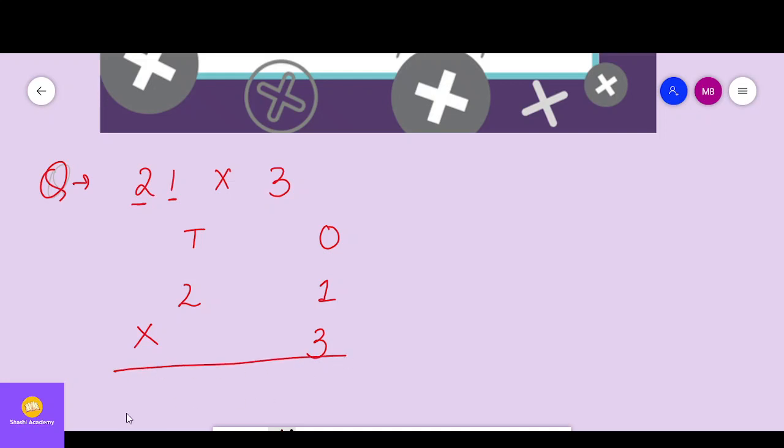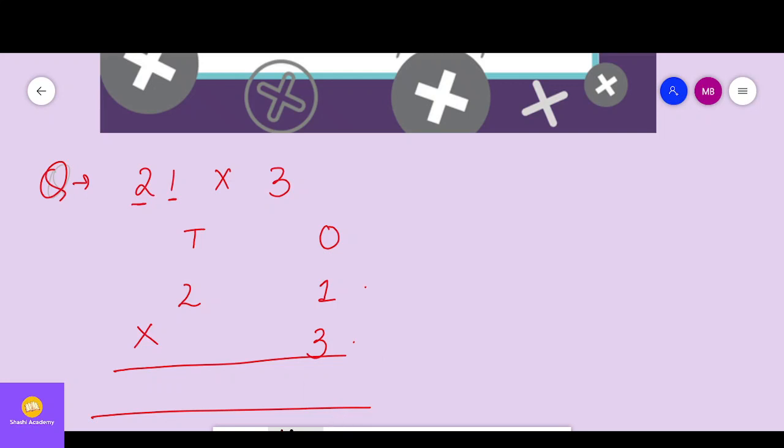Now how do we multiply a two-digit number with a one-digit number? We have already seen that when we do addition and subtraction, we always write the digits under the correct place values, and then we put the sign of addition or subtraction respectively. But in case of multiplication we do it the same way, but we put the sign of multiplication. Now the question is, how do we multiply?